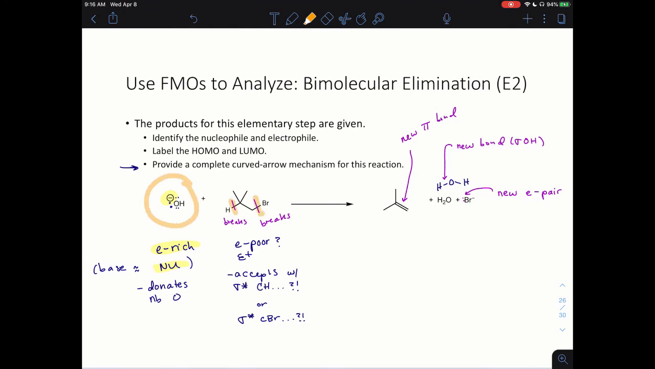So if this is the electron-rich species, this must be the electron-poor species. And then thinking about, well, what is its acceptor orbital? Well, you need to think about what's going on. I mean, it's technically sigma star CH, but also sigma CBr breaks. So could it be sigma CBr? This is a tough one, like I said. So let's go ahead and see if we can just draw the curved arrows.